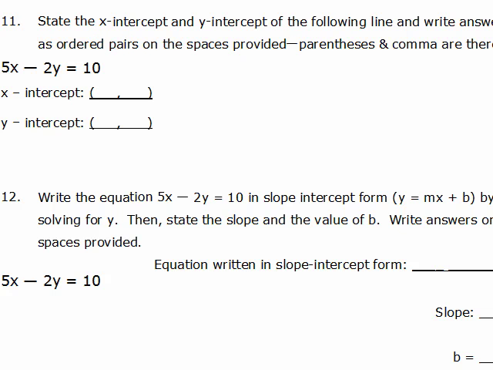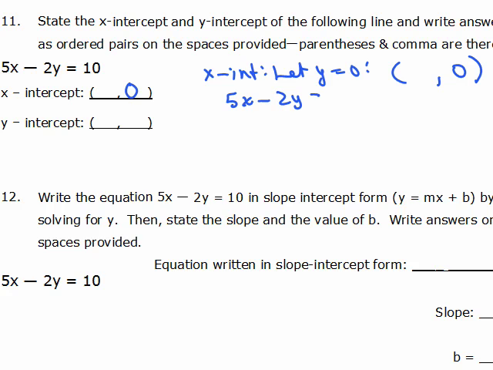Okay, number 11. State the x-intercept and y-intercept, and then write the answer as ordered pairs. All right, to get the x-intercept, you're going to let y equal 0. So in the ordered pair, it's going to have a 0 for y. So we know to put the 0 right there. And we're going to take the equation 5x minus 2y equals 10 and put in 0 for y, which means 5x is going to be 10. So that means x is 2. So that's what I want to put here. So this is (2, 0) for the x-intercept.